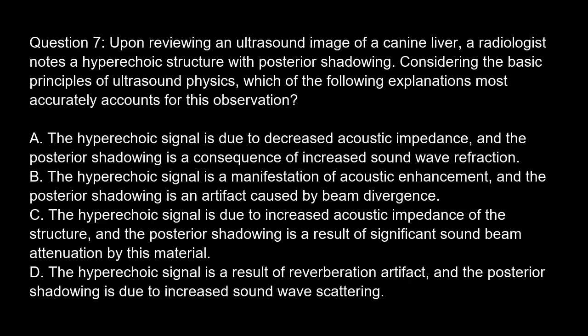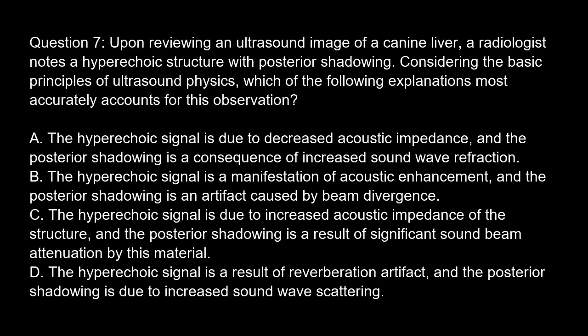Option A. The hyperechoic signal is due to decreased acoustic impedance, and the posterior shadowing is a consequence of increased sound wave refraction. Option B. Hyperechoic signal is a manifestation of acoustic enhancement, and the posterior shadowing is an artifact caused by beam divergence.